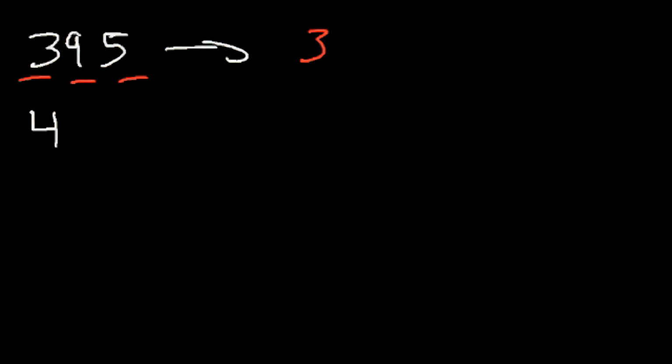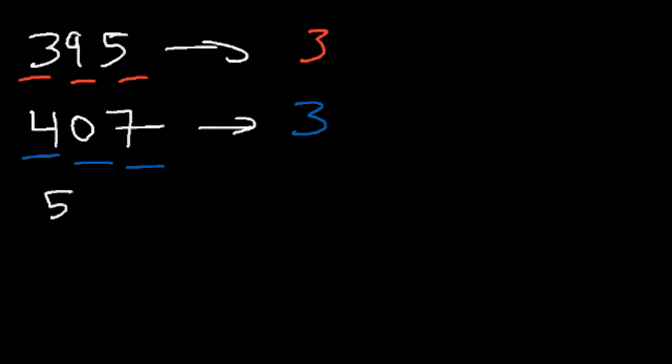Now what about 407? The only thing you have to worry about is the zeros. This 0 that's between the 4 and 7, is it significant or is it not? In between zeros are always significant. So this is counted as 3 sig figs. Now what about 5050? So we know the 5s are significant and the 0 that's between it. But what about the 0 to the right?